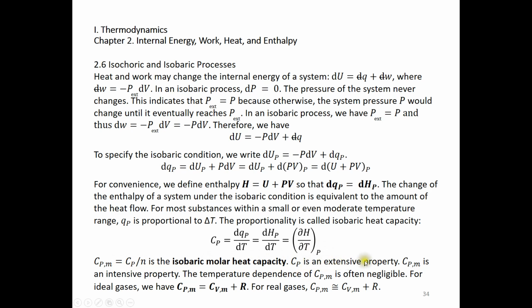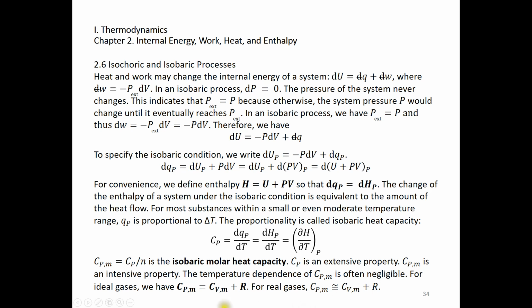Cp is extensive, CPM is intensive. CPM does not depend on the amount of the substance. The temperature dependence of CPM is often negligible within a small or moderate temperature range. They may differ by, for example, 1% if the temperature changes by 10 Kelvin. So 1% is often considered negligible in thermodynamics unless you need really accurate data.